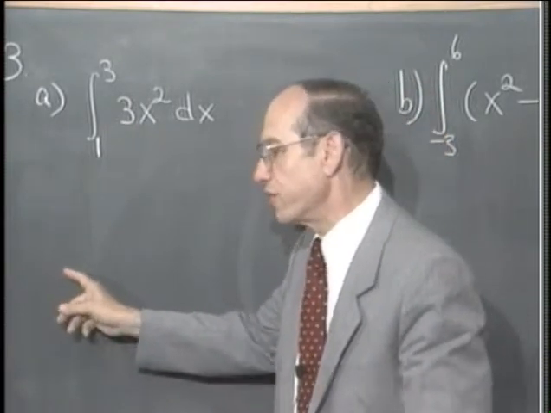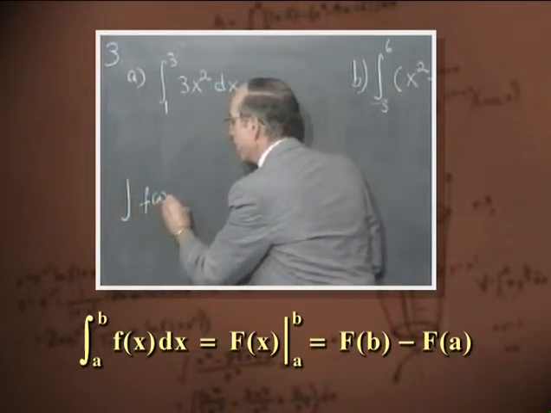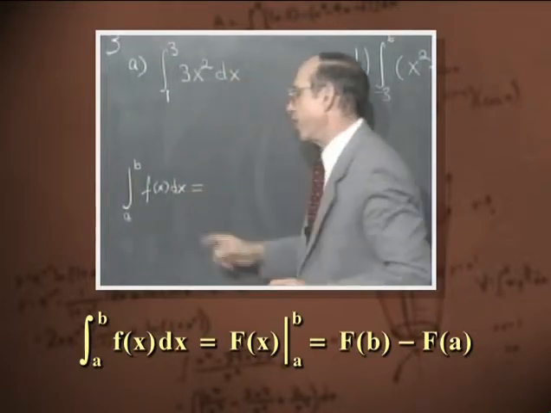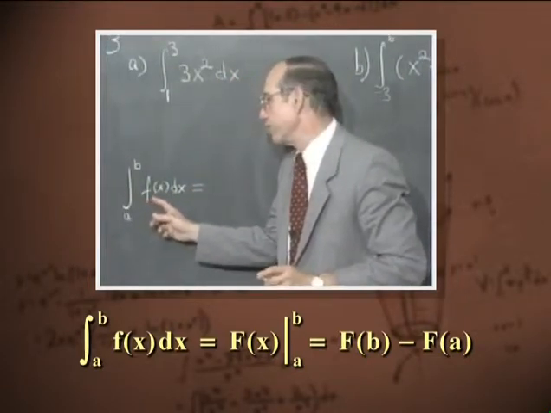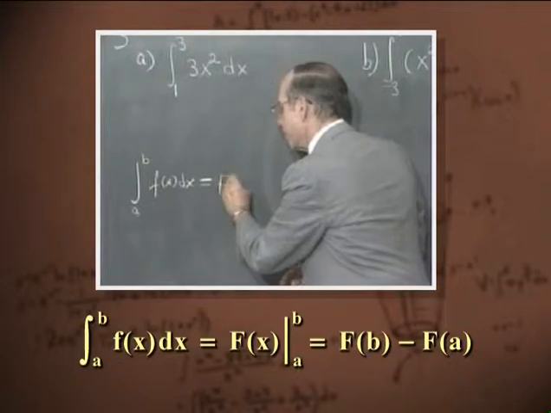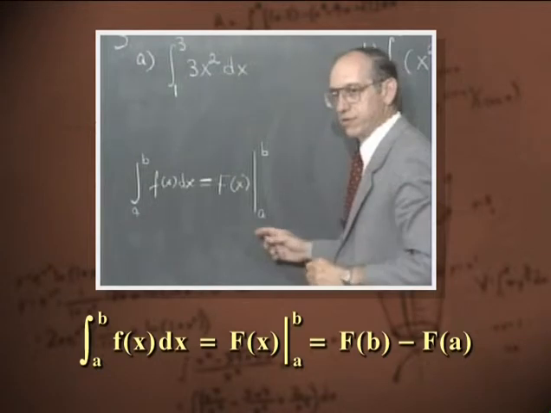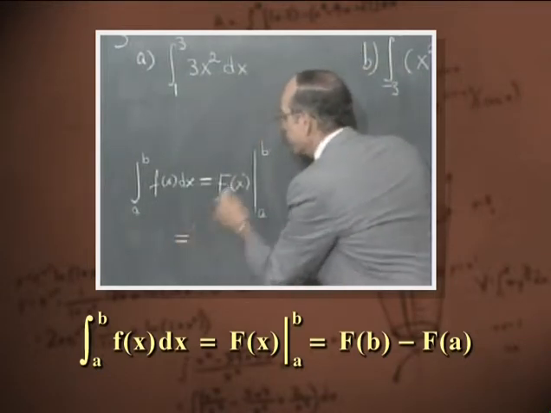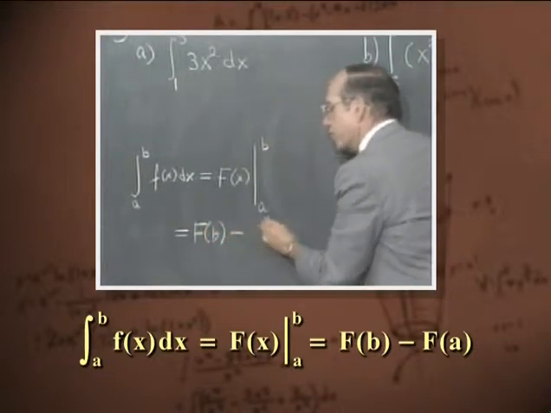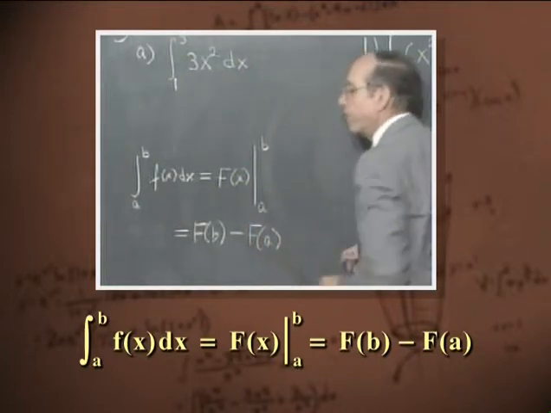Let me write it down in general. If I have the integral of f of x dx from a to b, if I can find the antiderivative of little f of x, let me call it capital F of x, then this is equal to capital F of x evaluated from a to b. And what does that mean? That means substitute the upper limit in here and get F of b, and then subtract from that what you get when you substitute the lower limit, namely F of a.